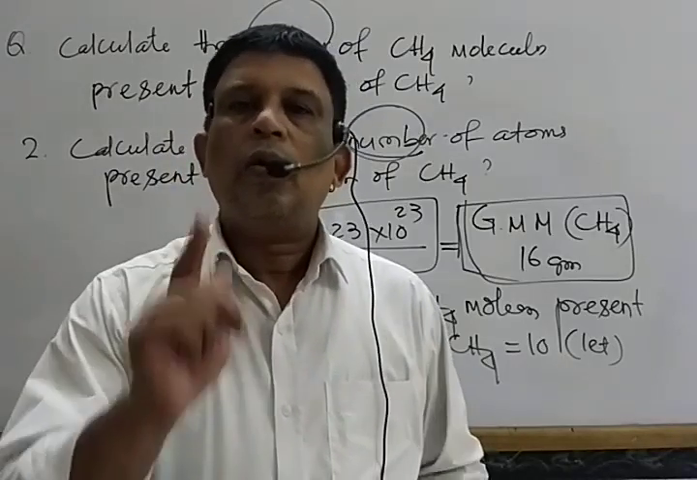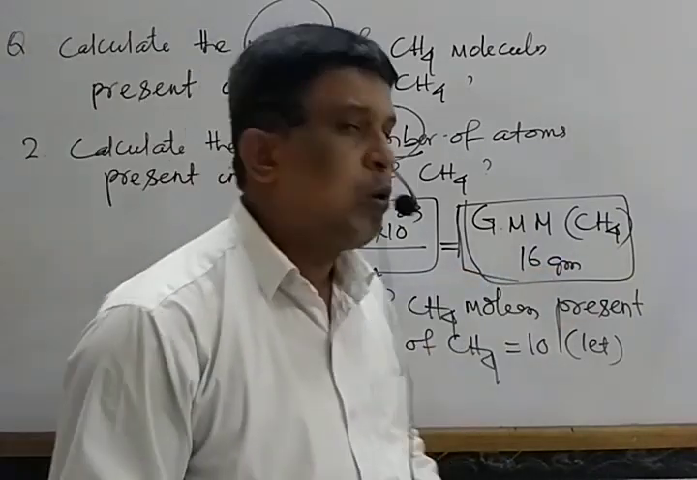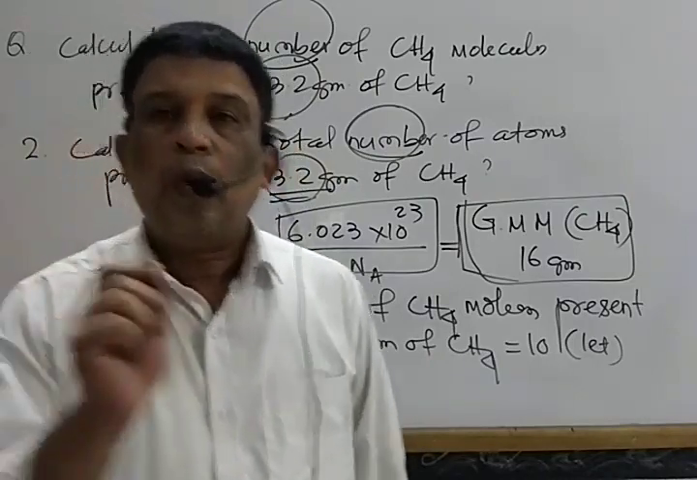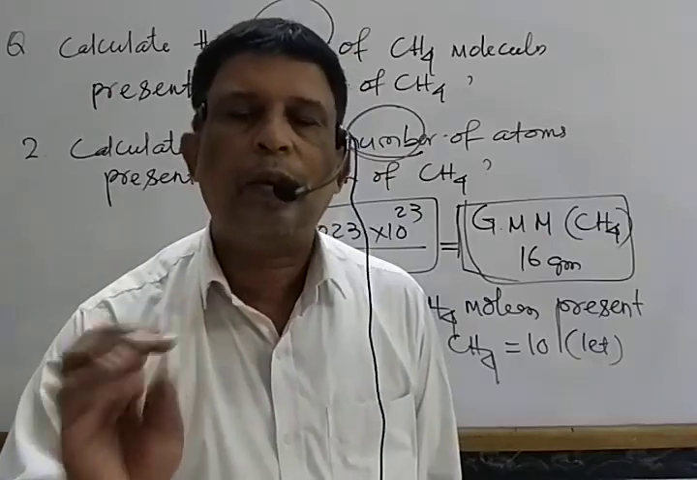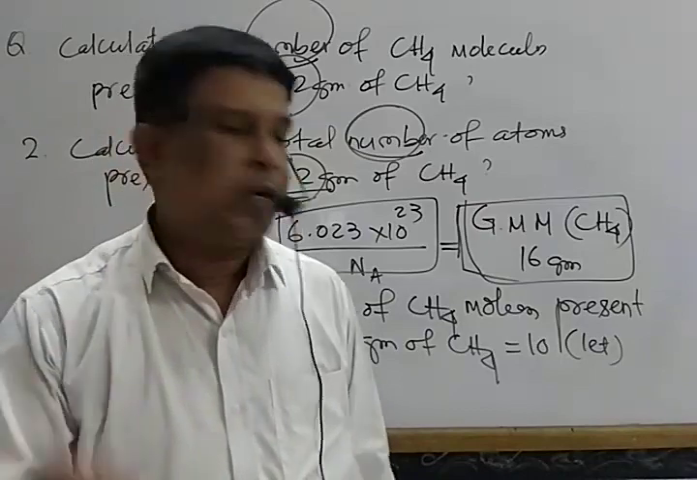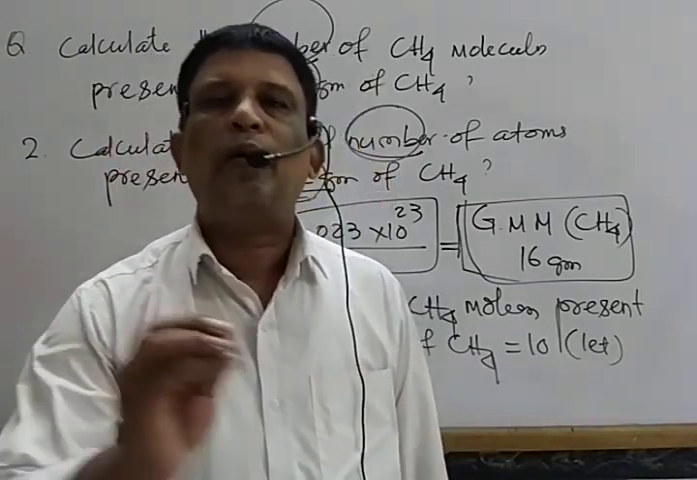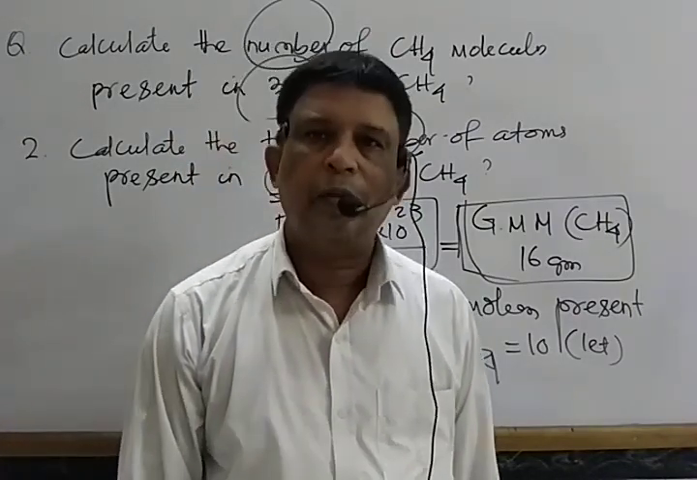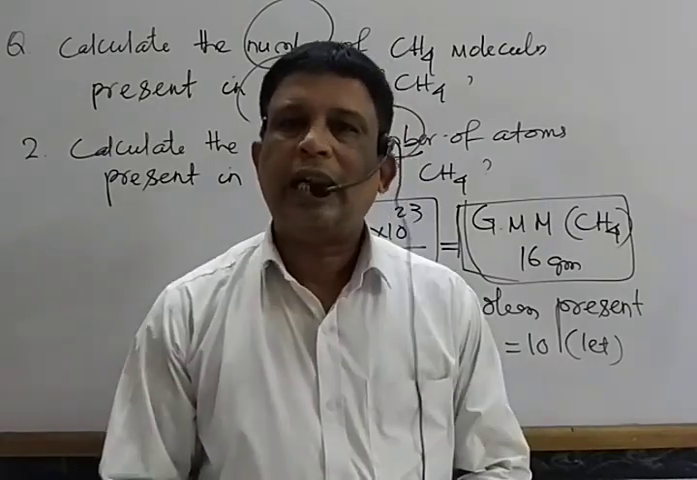Then we know that one methane molecule, one CH4, contains two types of atom, carbon and hydrogen. So one molecule contains 1 plus 4, that is 5 atoms. If one molecule possesses 5 atoms, then for 10 molecules, the total number of atoms present is 10 into 5, that is 50 atoms. This is the second type of question. Move to the third type of question.